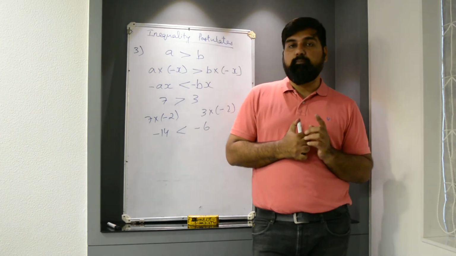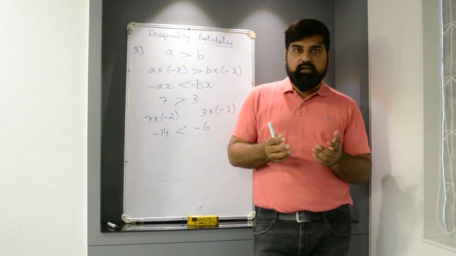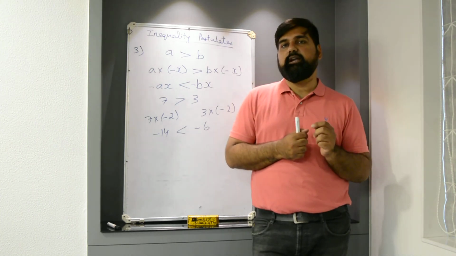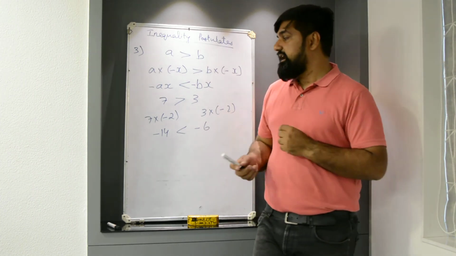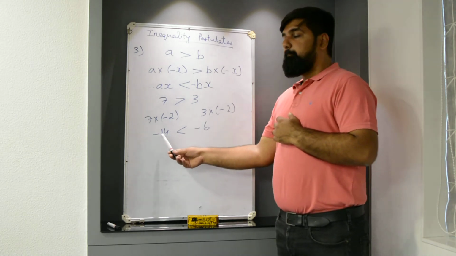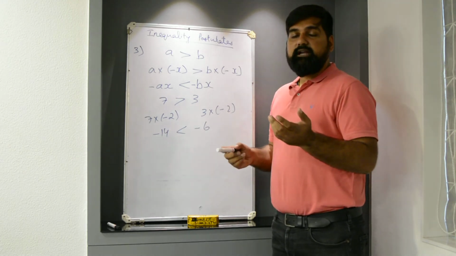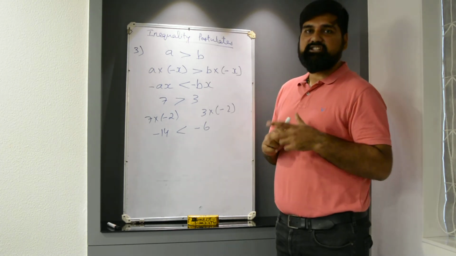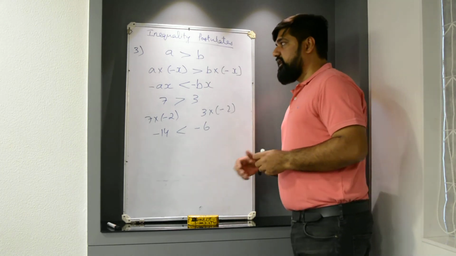This is a very important property because many students forget to change the sign and thereby they commit a mistake. So we have to be very particular about noting it down that whenever we multiply or divide by a negative integer on both the sides, the inequality sign gets changed. One more thing, my friends.